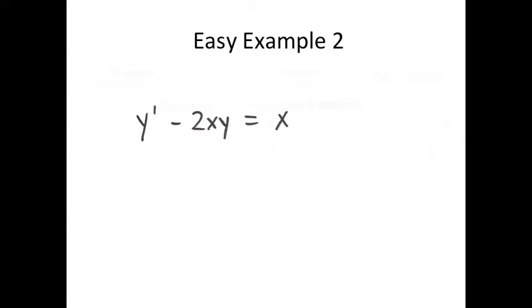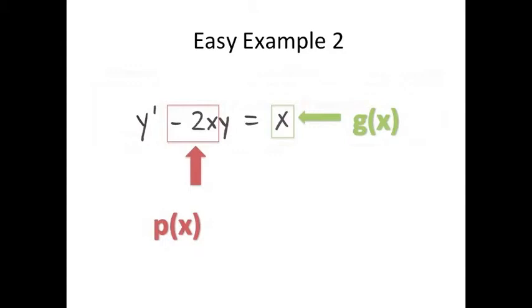Our example will be y prime minus 2xy equals x. Notice that the coefficient of y prime is 1. That's the most important thing to do before you start solving. You're going to want to make sure that the coefficient for y prime is just 1. After that, you're going to want to identify what the coefficient for y is and make sure that everything on the other side of the equal sign has only x terms or constant terms.